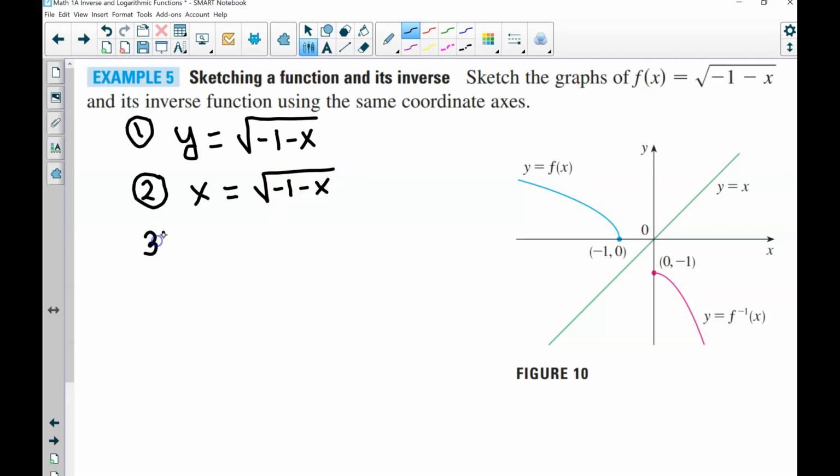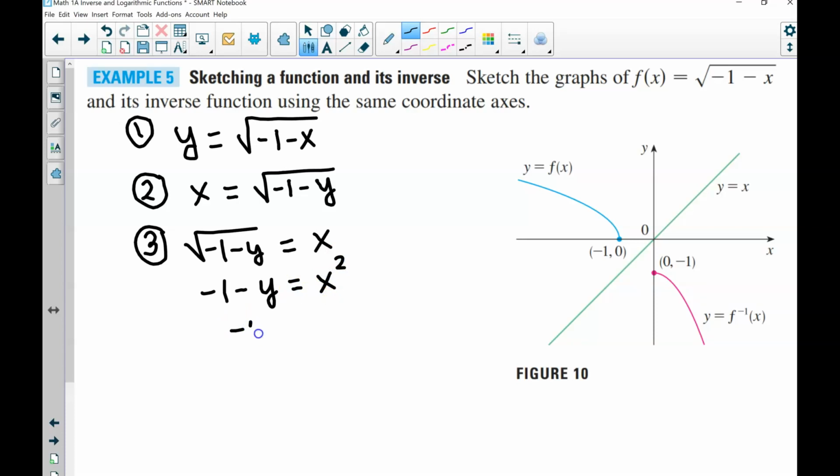And then in step number 3, we're going to solve for y. So we'll rewrite this where we have the square root of negative 1 minus y, which is equal to x. In order to get rid of the square root, we're going to square both sides. So we have negative 1 minus y, which is equal to x squared. And then negative y, which is going to equal x squared minus 1.